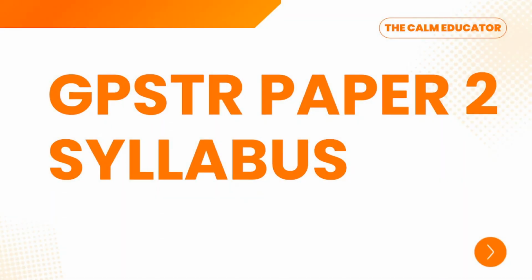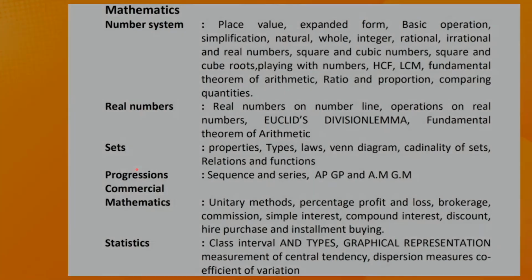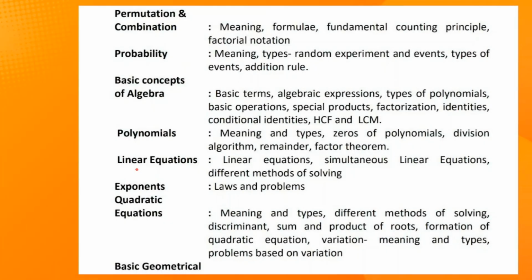Let's move on to GPSTR paper 2 syllabus. This is the syllabus for mathematics. The syllabus is very vast. The PM aspirants can study deeply because questions can come in depth for you, but CB students, you can study lightly as questions are basic for you.